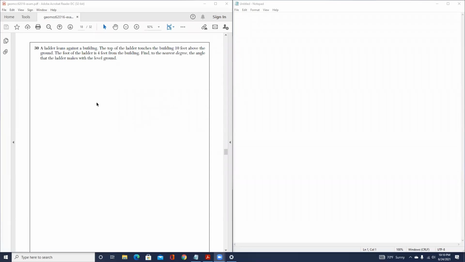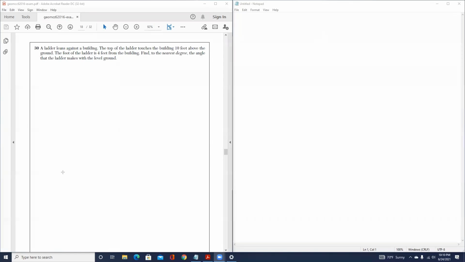Okay, question 30. A ladder leans against a building. The top of the ladder touches the building 10 feet above the ground. The foot of the ladder is 4 feet from the building. Find, to the nearest degree, the angle that the ladder makes with the level ground.